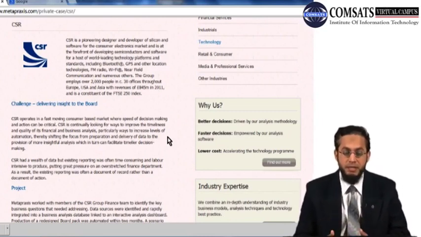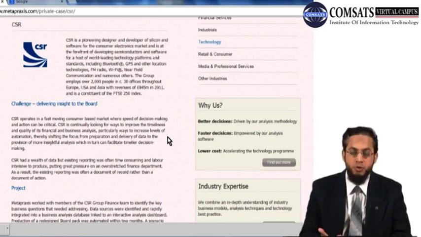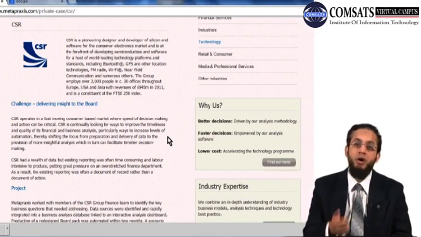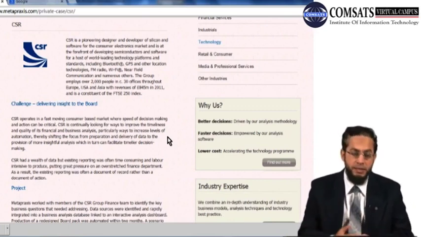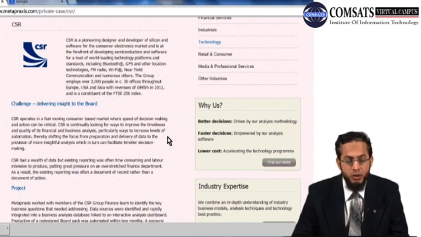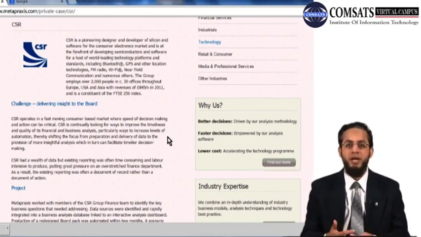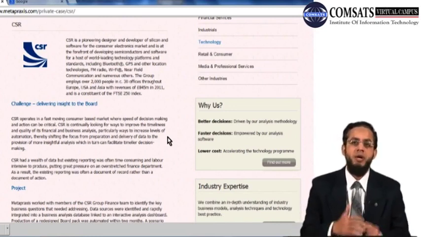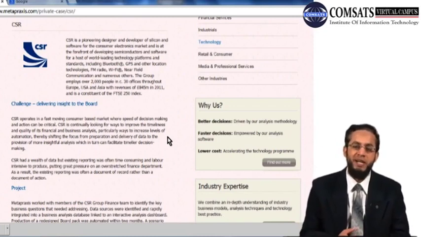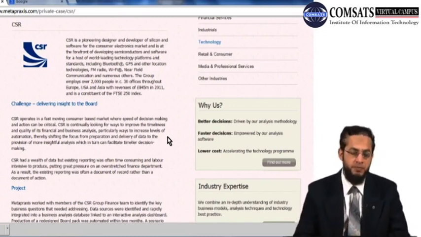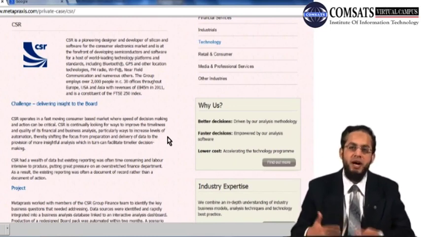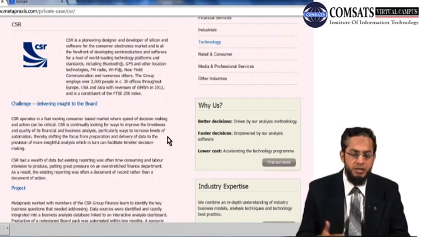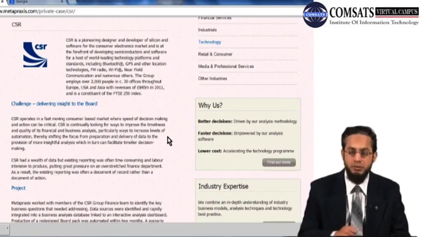CSR had a wealth of data, but existing reporting was often time consuming and labor intensive to produce. Now here they are talking about the real business challenge or the problem at hand, putting great pressure on an overstretched finance department. As a result, finance department is overworked. As a result, the existing reporting was often a document of record rather than a document of action. So what happens is, formality work is being done and no practical output is coming out of it, because it is just like a filing work. File work is taking place, not just about something that you can act on.